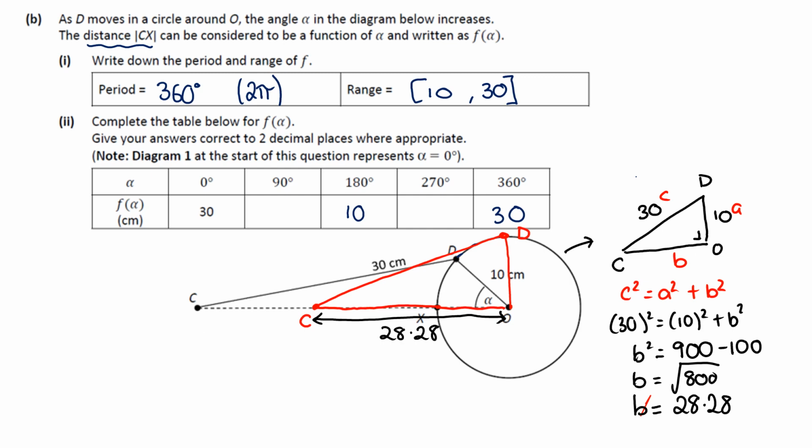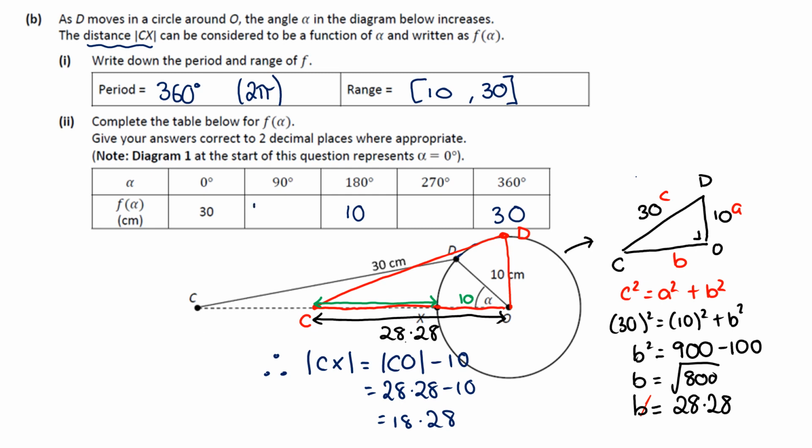28.28. However, you only want C to X, so you actually only want this piece here. Now we know that this is 10 because that's standard. So therefore, the length of C to X in this scenario is going to be the length from C to O minus 10, which is 28.28 minus 10, which is 18.28.